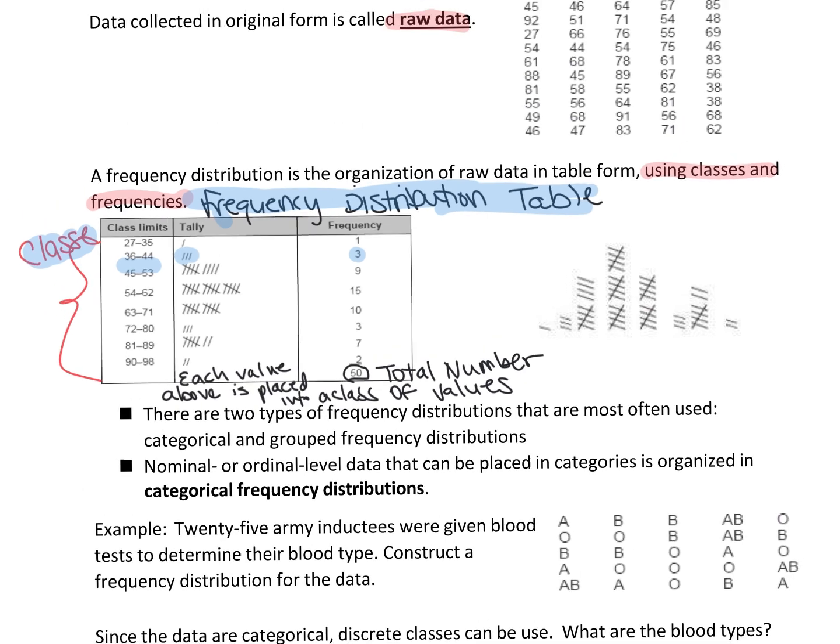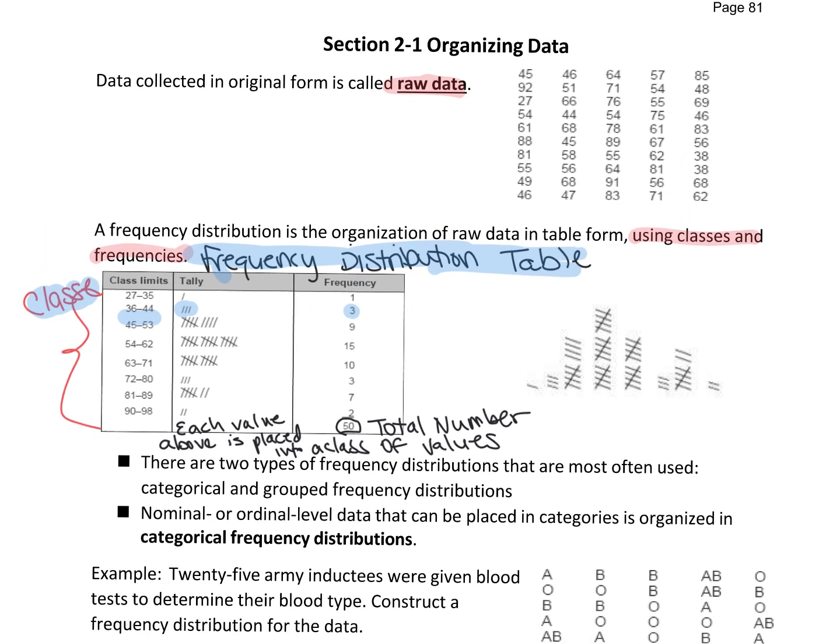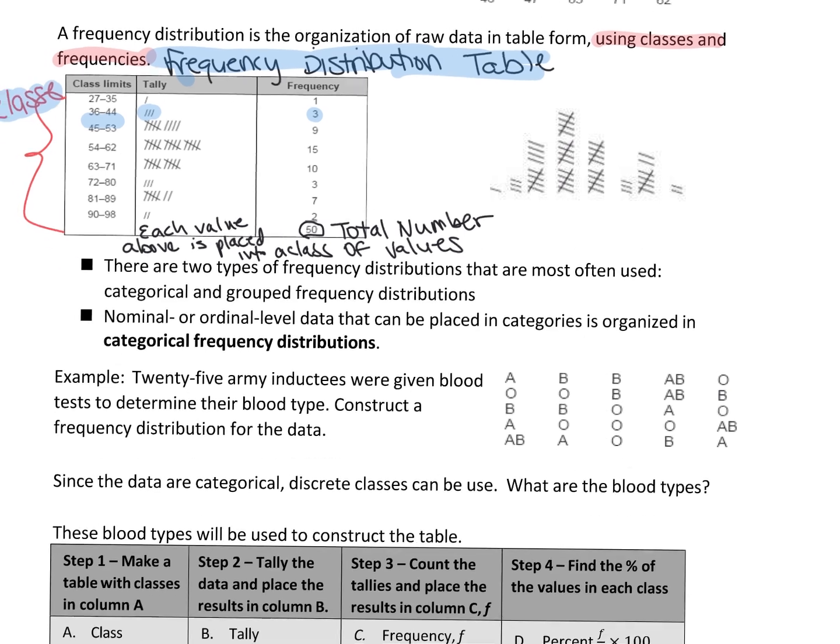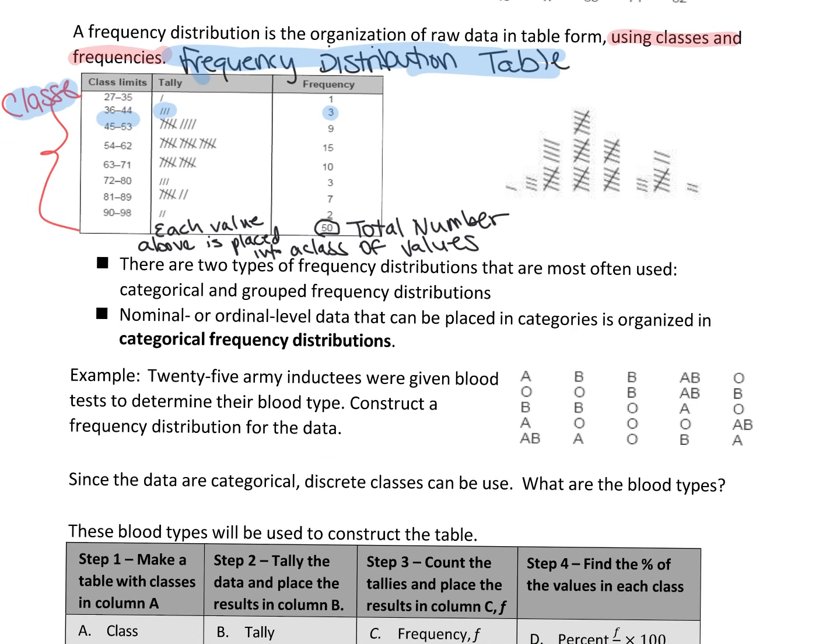And if you look above, you can see that we had 3 values in between 36 and 44. So you can see I have 38 twice, and then I also have 44 right here. And so that's how we would get the tally mark of 3. All right. And then notice the total number of values is listed right here. All of these numbers added together should equal that total number. And then just remember that the frequency, of course, is the number of values in each class.